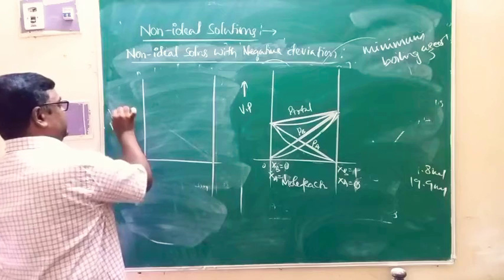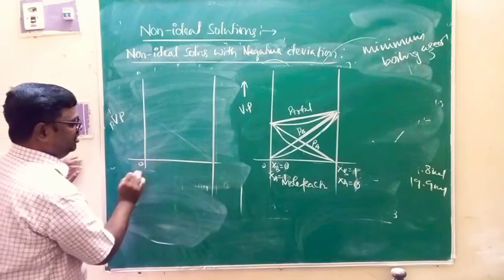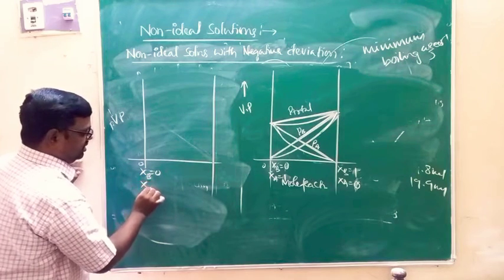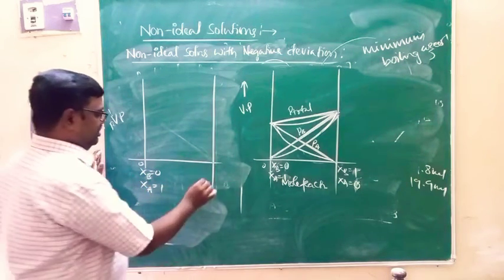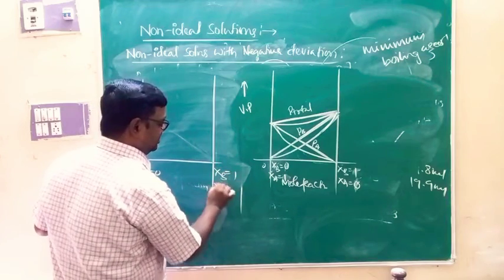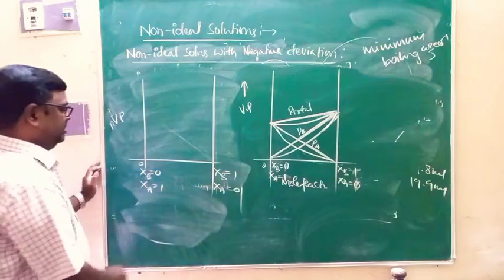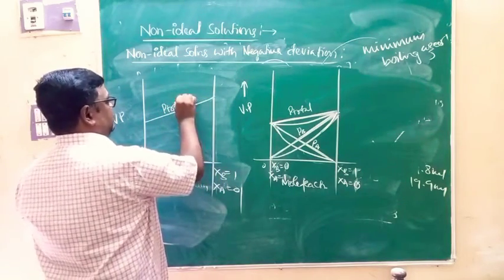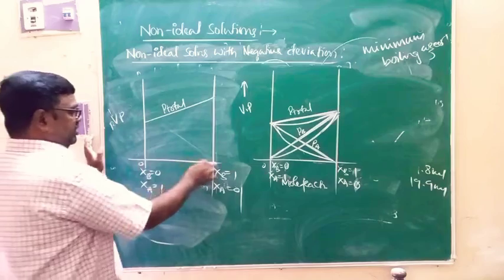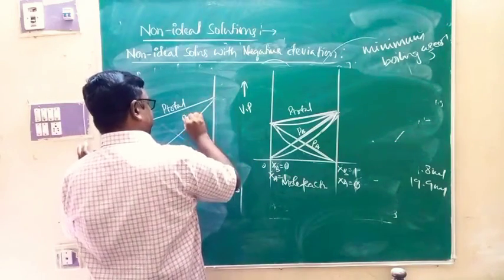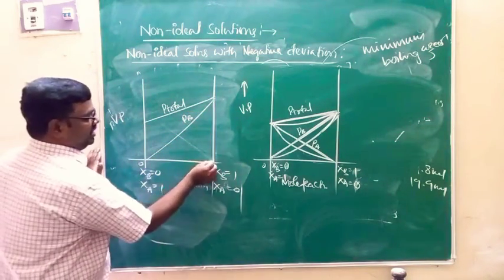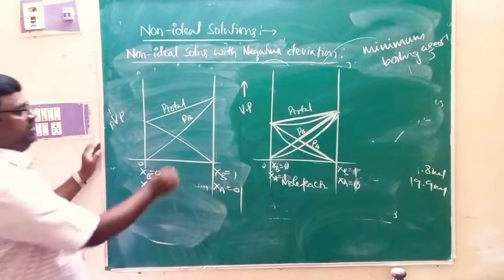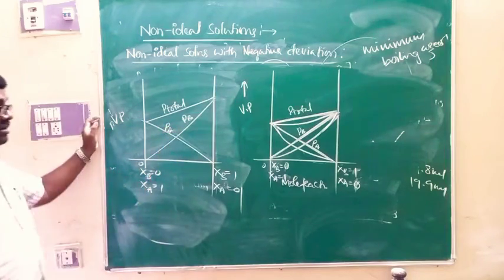Yes, this is vapor pressure. Look here, this is 0. Here xb is equal to 0, xa is equal to 1. Here xb is equal to 1, xa is equal to 0. Then for Raoult's law, this is P total, right? This is for pb, and coming from this side, xa is 0, here this is for pa.